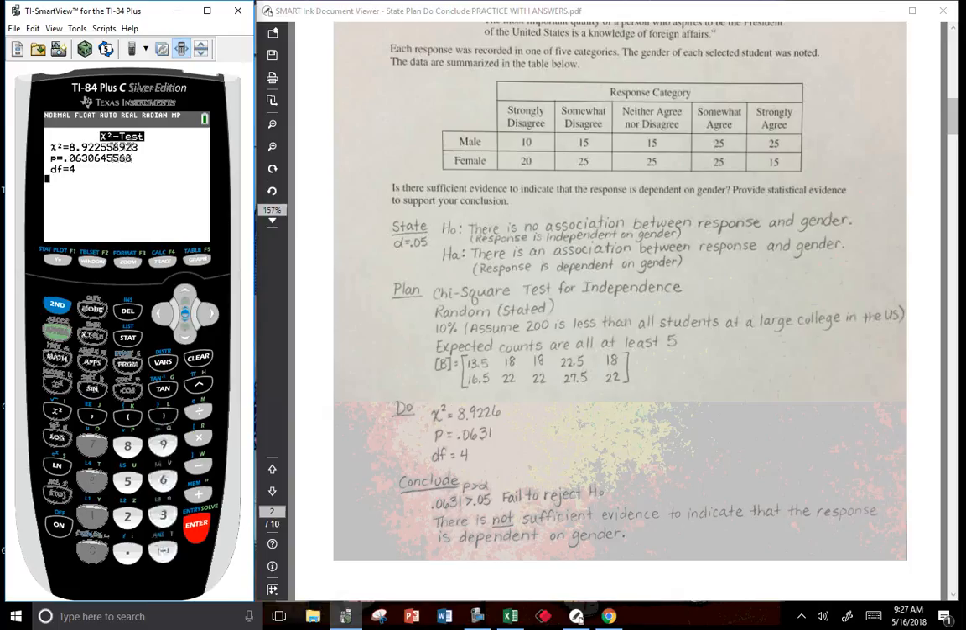So P is 0.0631, fail to reject. There is not sufficient evidence that the alternative is true, right? Y'all get me? If I'm failing to reject, there's not sufficient evidence for the alternative. So we say there's not sufficient evidence to indicate that the response is dependent on gender. You could also say there's not sufficient evidence to say there's an association between response and gender. But I really wanted to be careful to answer their question, and they were asking about dependence. Do you see why I worded it that way?